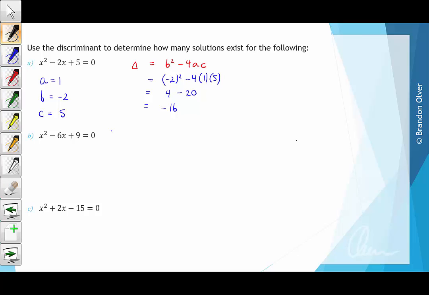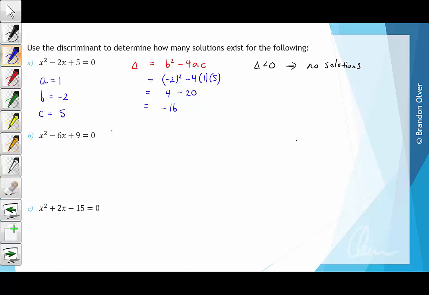Now, because the discriminant is less than 0, it says that there are no solutions to this equation. And that's because you can't have a negative number under the square root sign. So it means there's no real solutions and no x-intercepts either for that graph.